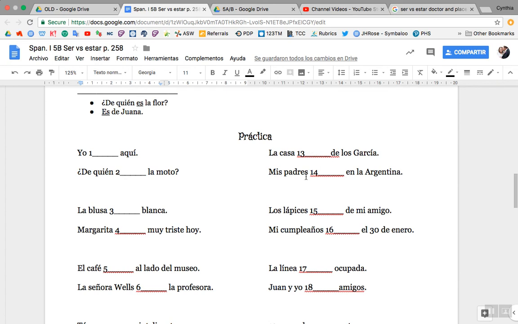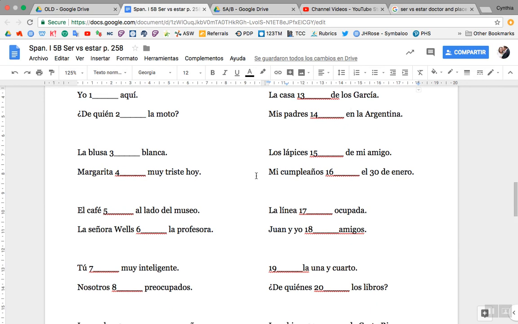Mis padres son de Argentina. Oh, son en. Oh, están en. Be careful. La Argentina. My parents are in Argentina. That's location. Tricky. 15. Los lápices son de mi amigo. The pencils are my friend's. It's ownership.